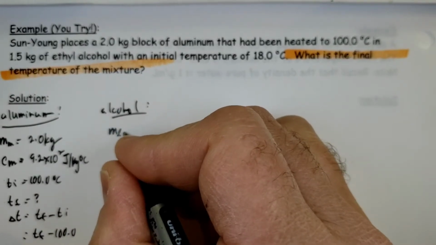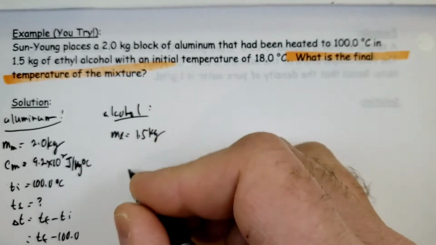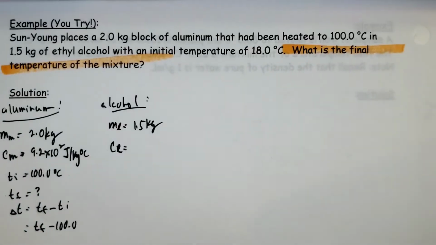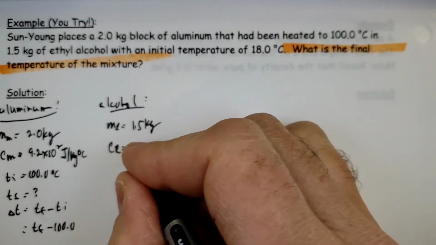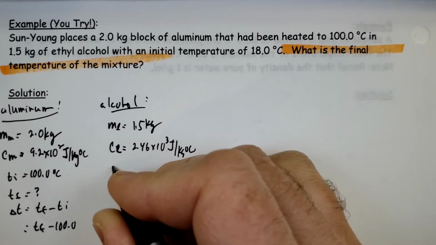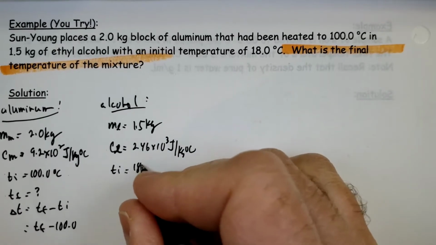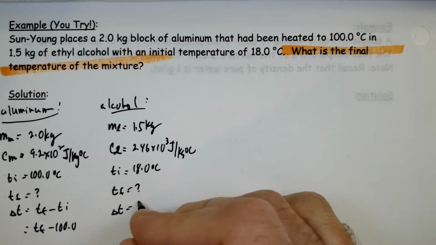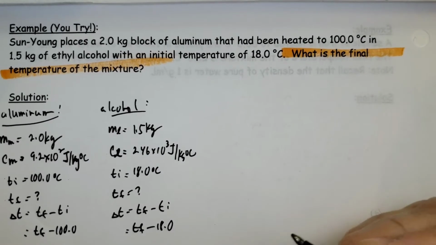Alcohol, let's see, it's in the liquid form here, so let's call it that. 1.5 kgs, hey, it's already in the form that we need. The specific heat capacity of the liquid here, alcohol, 2.46 times 10 to the 3. And it was initially at 18. Final temperature, we don't know. So again, it's going to look like that.